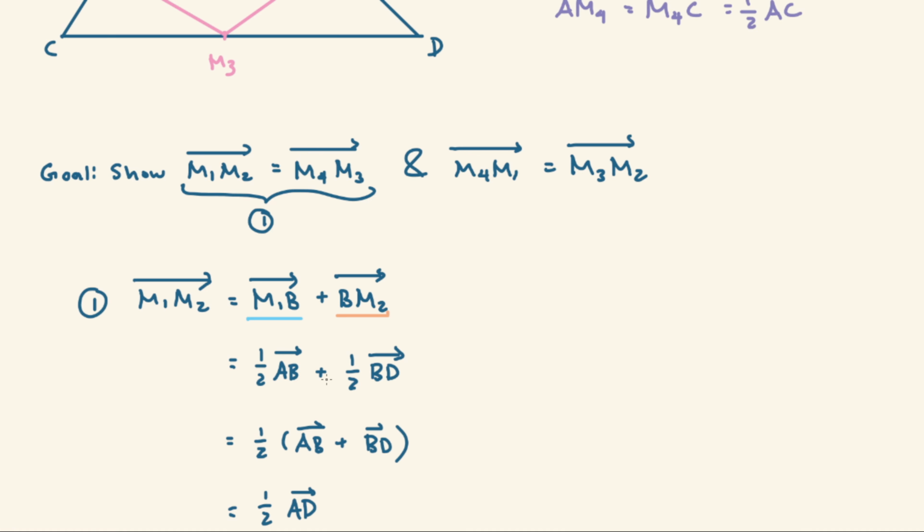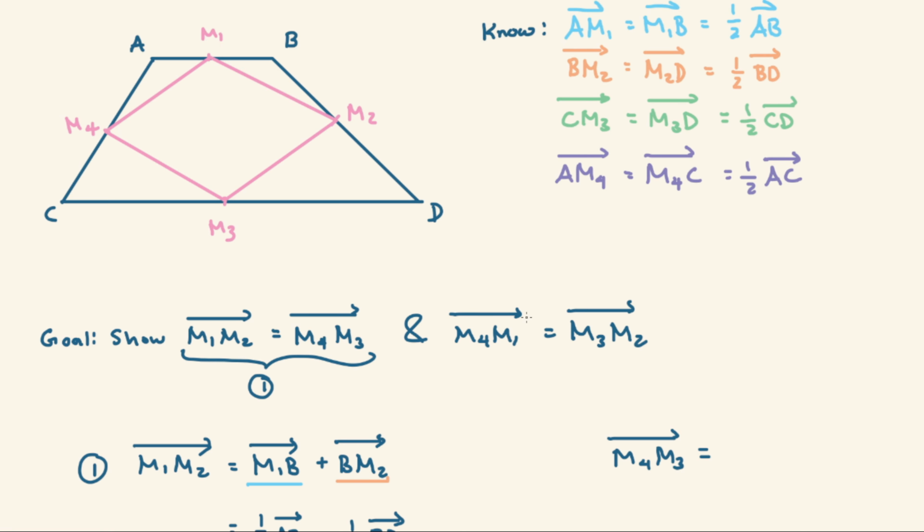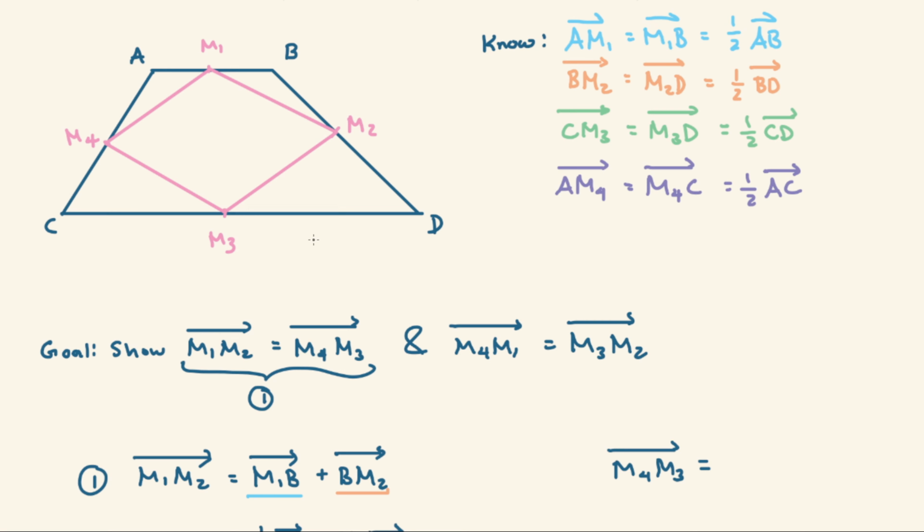Okay, so that takes care of the left-hand side of this equation. Let's look at the right-hand side of this equation, this M4 to M3 bit here. So what can we do with that? Let's scroll back up real quick and take a look here. This M4 to M3 is this edge right here. And we can rewrite that as the sum of the vectors M4 to C and C to M3. So we'll write that down here. M4 to M3 is the sum of the vectors M4 to C plus C to M3.